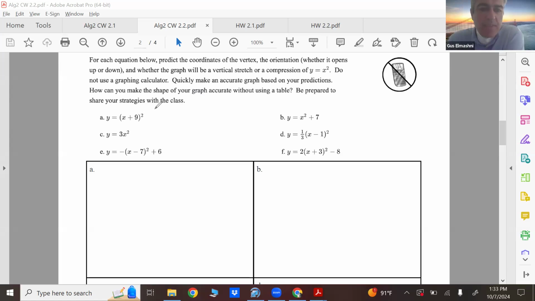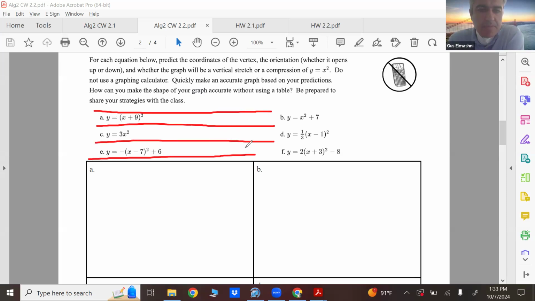The vertex here is -9, 0. Let's do a little table, actually. That might be smart. Here's your equation. The vertex.